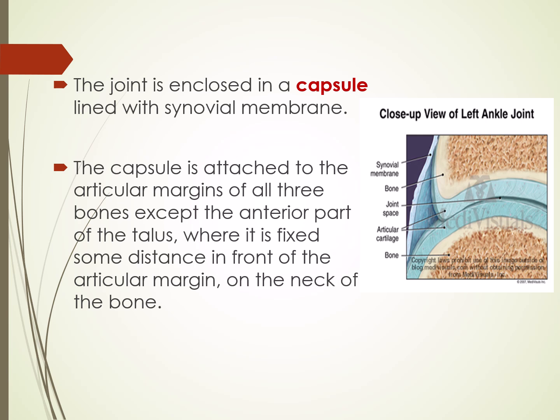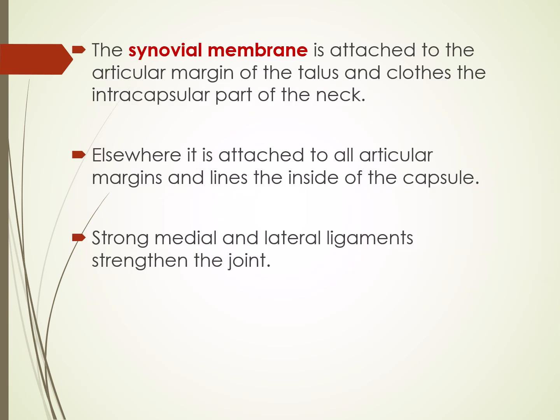Now, the joint is enclosed in a capsule, which is lined by the synovial membrane. This capsule is attached to the articular margins of all three bones taking part, that is the talus, the fibula and the tibia, except the anterior part of the talus, where it is fixed some distance away in front of the neck. The synovial membrane is attached to the articular margins of the talus and clothes the intracapsular part of the neck, and elsewhere it is attached to all the articular margins and lines the inside of the capsule.